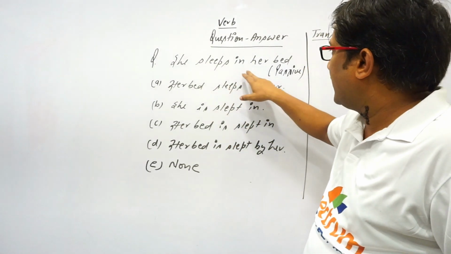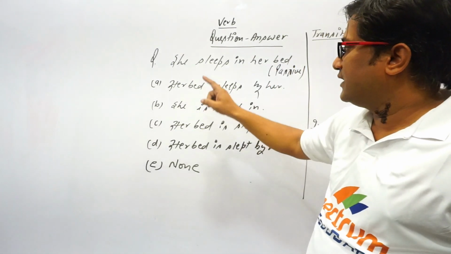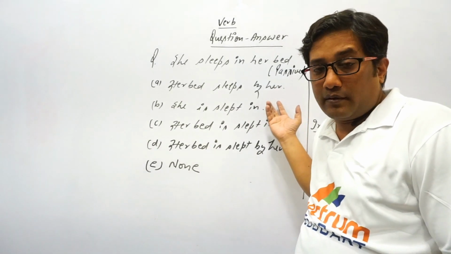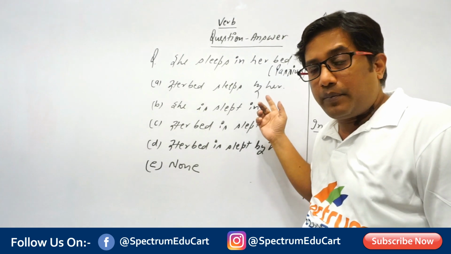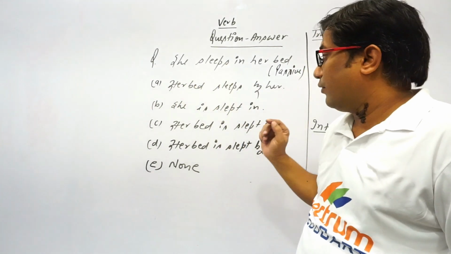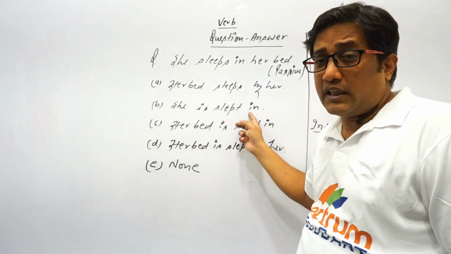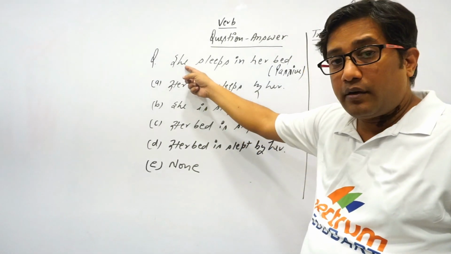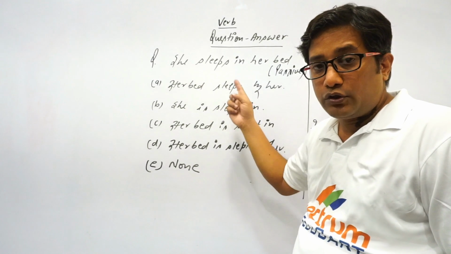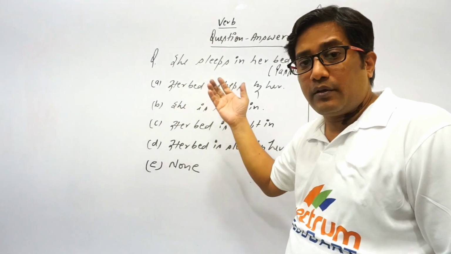So she sleeps in her bed. You have to convert it to passive. First one is, her bed sleeps by her. That is absolutely wrong because whenever you have to convert to passive, first of all you have to bring the object. Next, she is slept in. No, that is also wrong because the subject is here and that cannot be made against the subject. That would go after by. So the doer in active is attached with by.